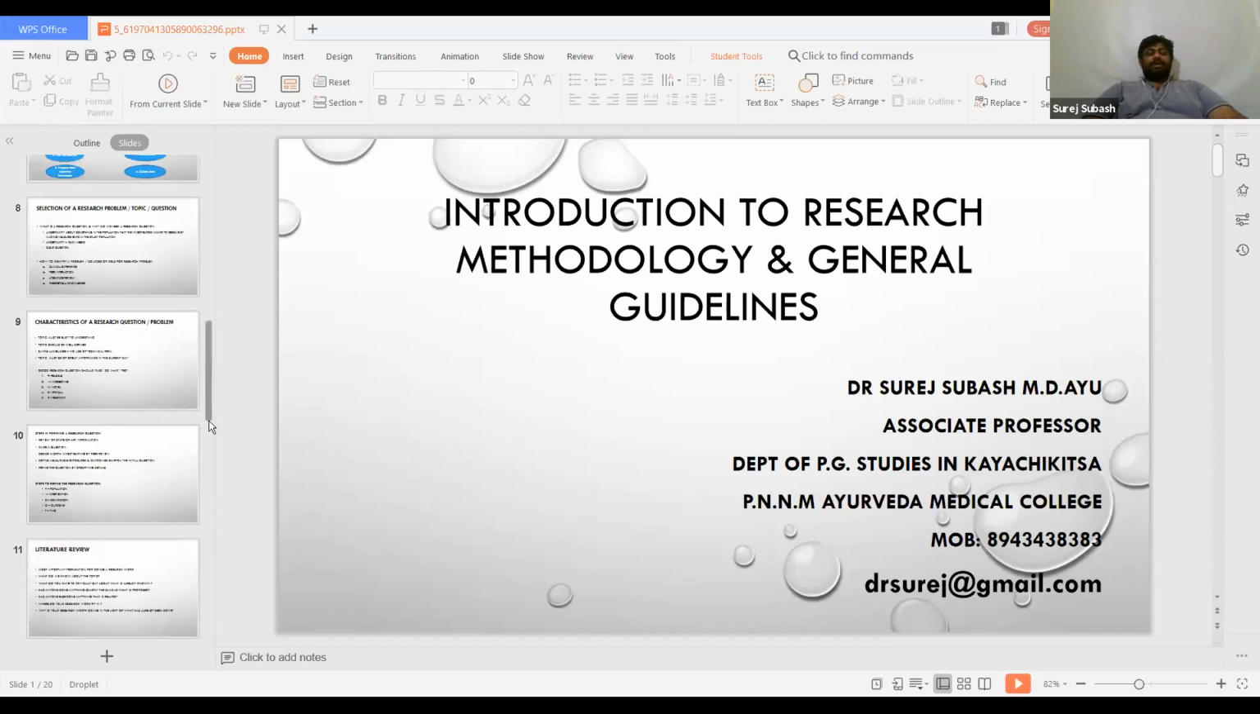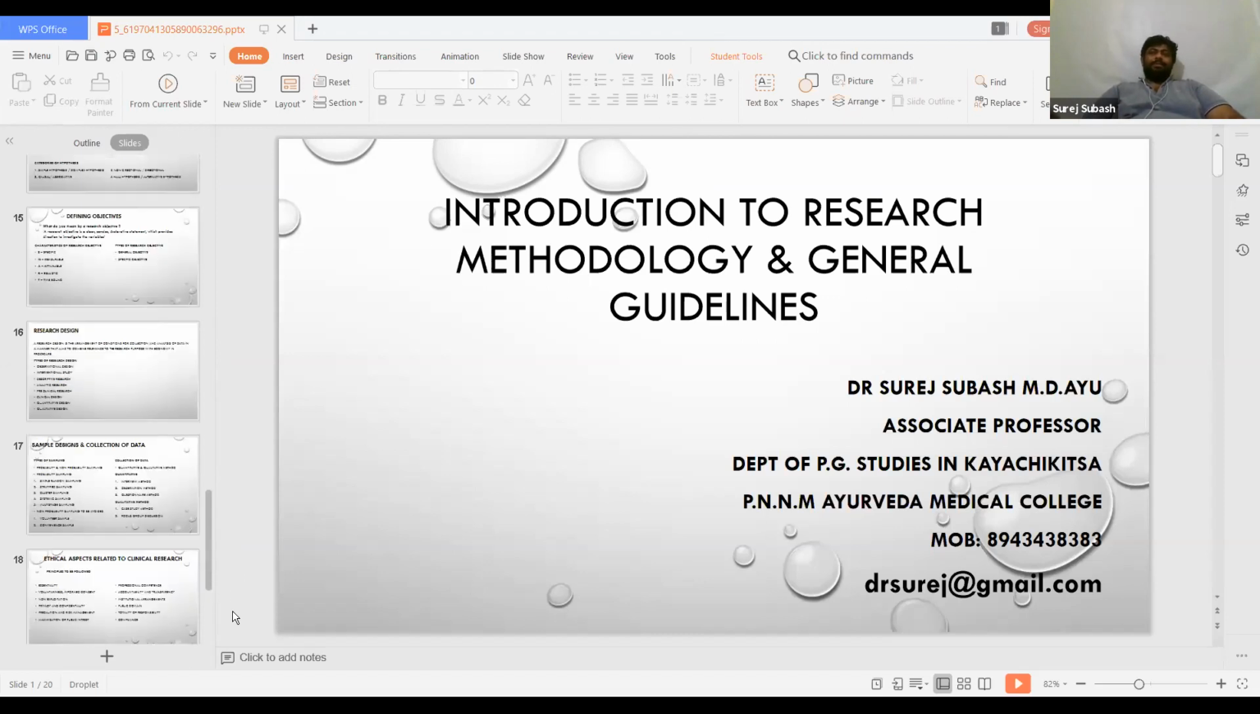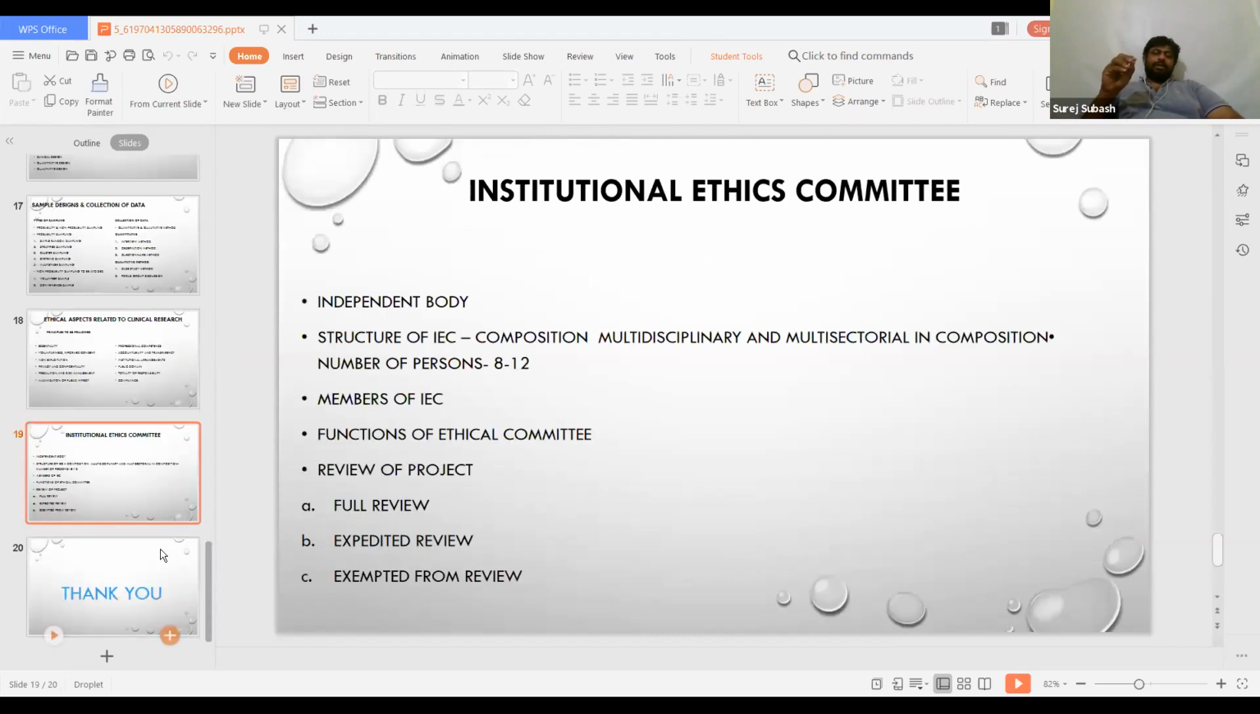Now, the function of the ethics committee is to provide competent review. There are 3 types of review: full review, expedited review, and exempted from review. Suppose my project work is done, and they find that some problems are there, then they'll say you have to go for a full review, because there are a lot of risks involved. In expedited review, the minimal risks are fewer. And in exempted review, there are no risks at all. Such things they will be highlighting, and that is a function of the institutional ethics committee.